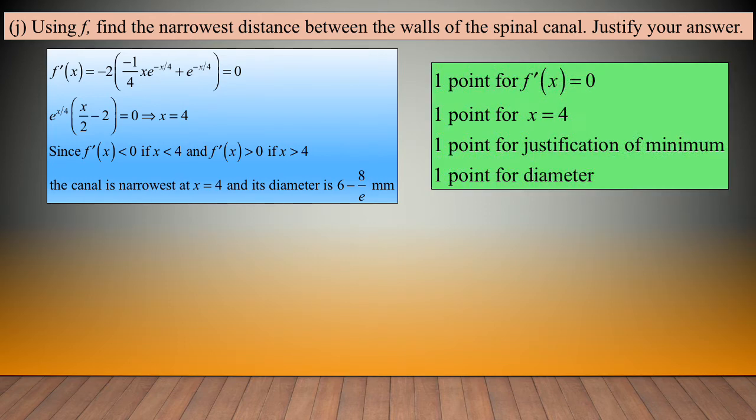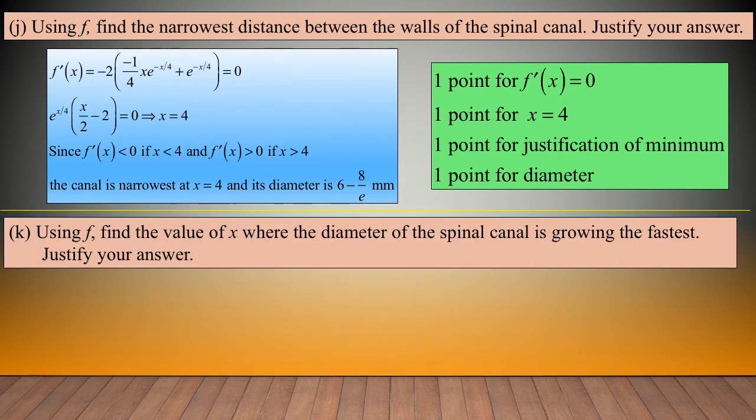4 points for this problem, 1 point for f prime of x is equal to 0, 1 point for x is equal to 4, 1 point for the justification of the minimum, and 1 point for finding the actual diameter.